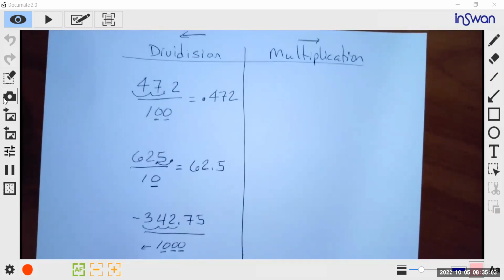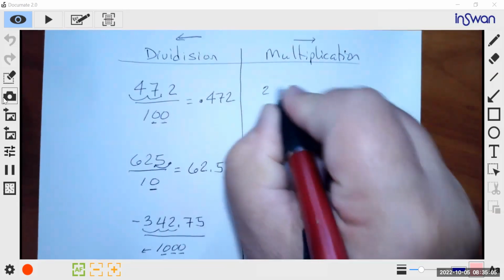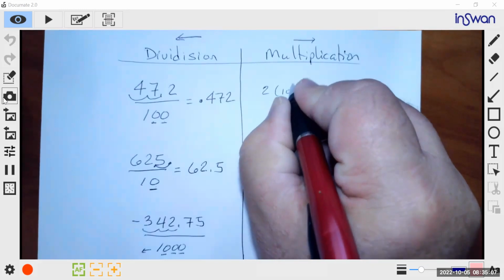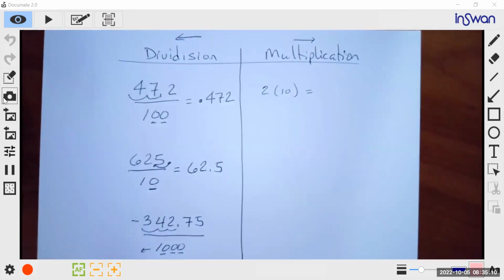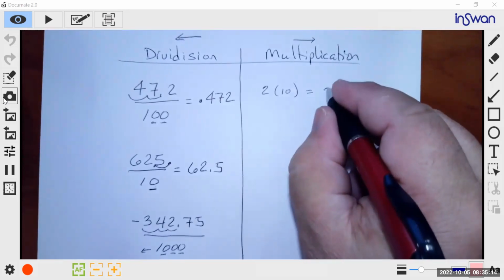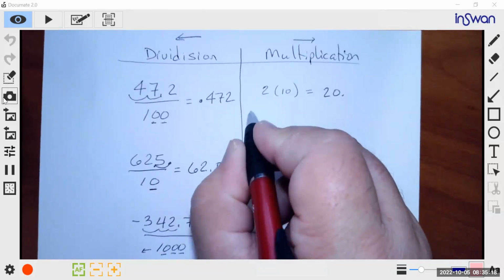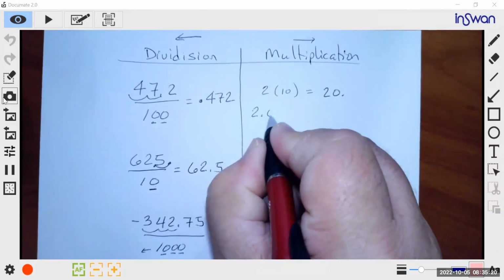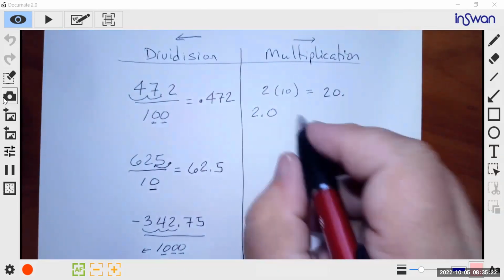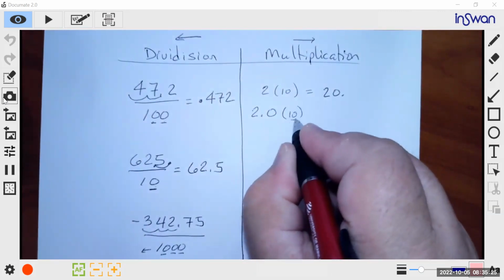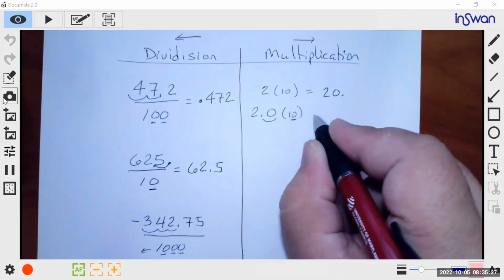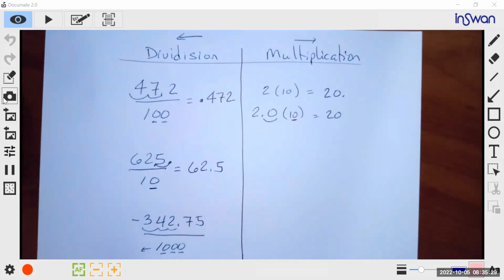Let's look at multiplication. We already know this part. If I had 2 times 10, what does that make it? 20. Because where's the decimal in this number? It's actually 2.0. 2.0 times 10, I move it over one space. That's where it becomes 20.